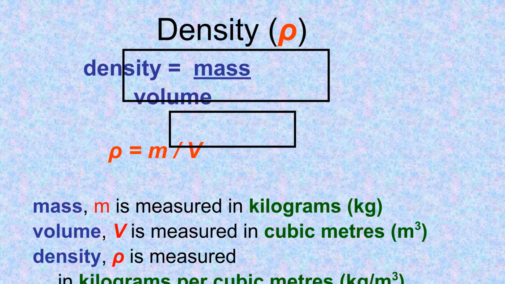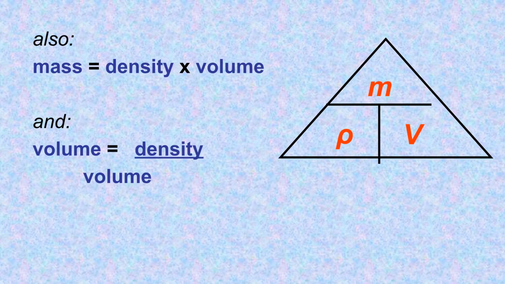Density, represented by the Greek letter rho, is defined as mass divided by volume. Mass is measured in kilograms, volume in cubic meters, and density in kilograms per cubic meter. The density formula triangle can help you remember the relationships. It shows that mass equals density times volume, and volume equals mass divided by density.